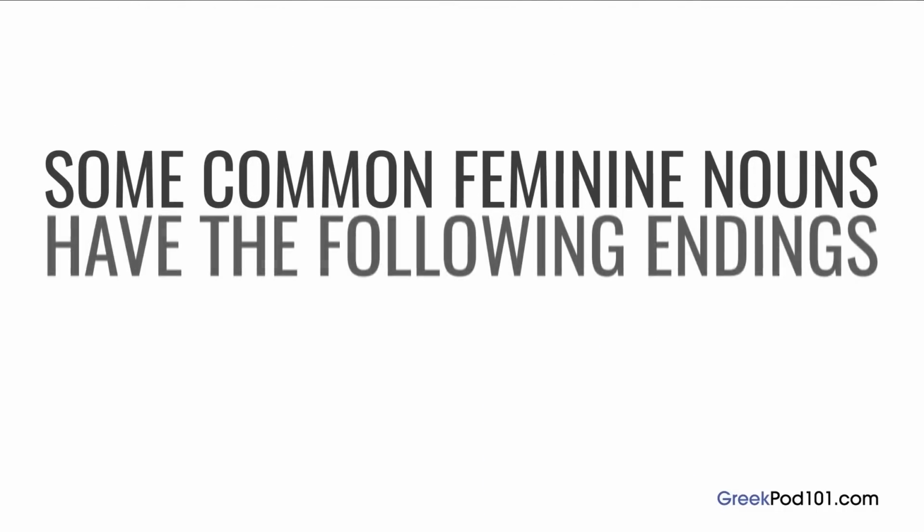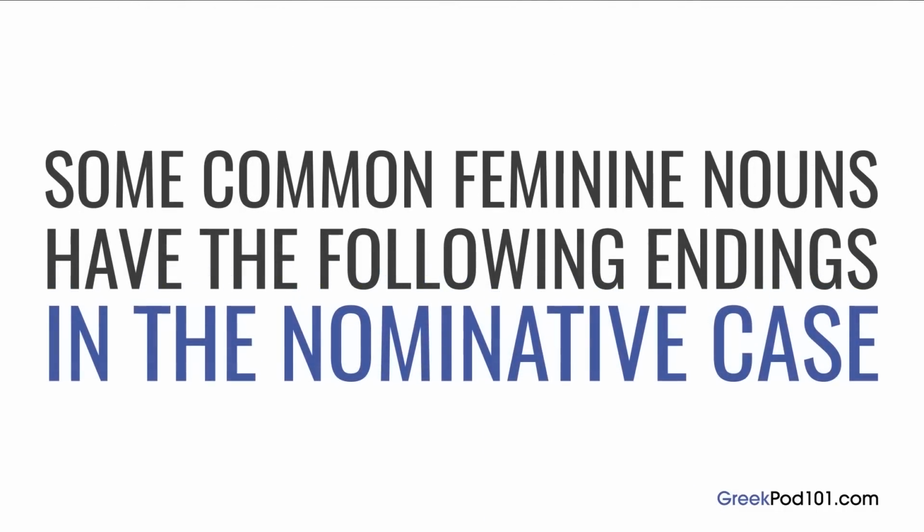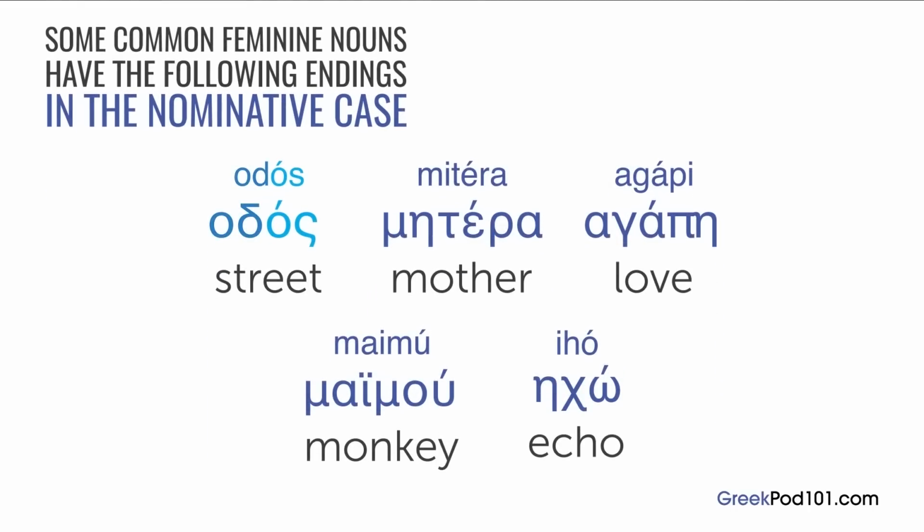Some common feminine nouns have the following endings in the nominative case. Os like odos, street. A like mitera, mother. I like agapi, love. U like maimu, monkey. And O like iho, echo.